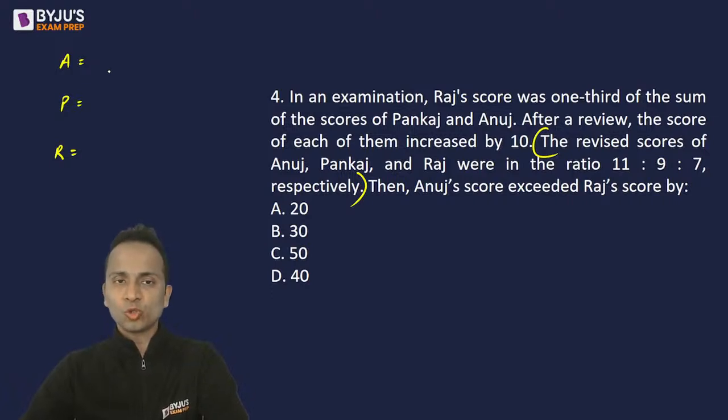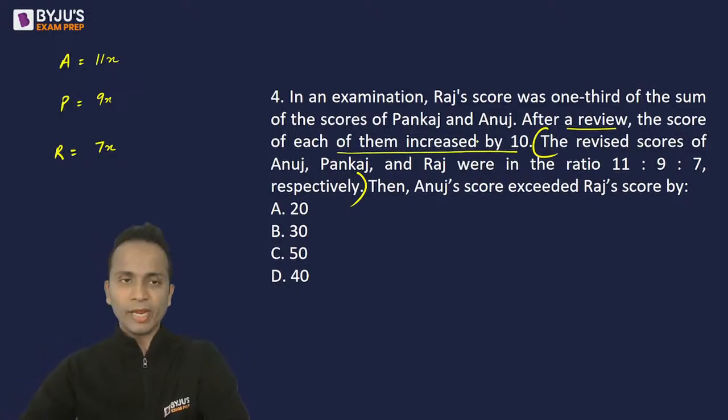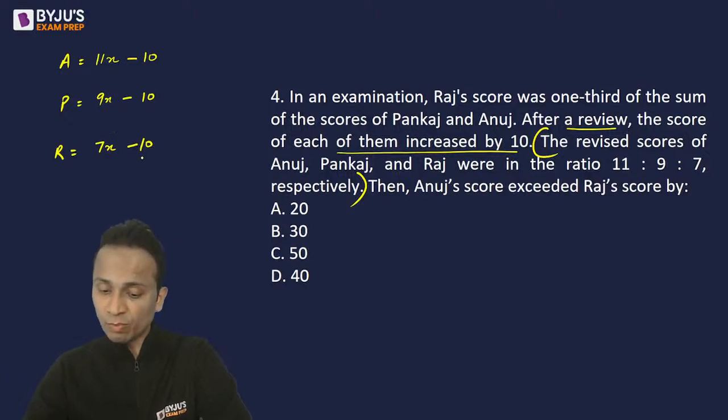Now a proper way of doing this question, an easier and faster way. The revised scores of Anuj, Pankaj and Raj are in the ratio 11, 9 and 7. So I can assume their revised scores as 11x, 9x and 7x. Okay? So these are their revised scores. Now what happened in the review? In the review, the scores increased by 10. So I can say that before the review, their scores would have been 11x minus 10, 9x minus 10 and 7x minus 10.